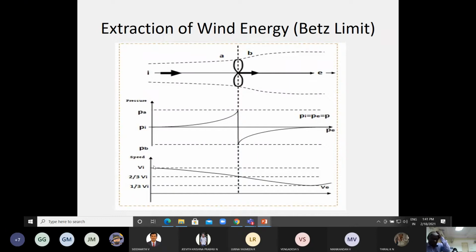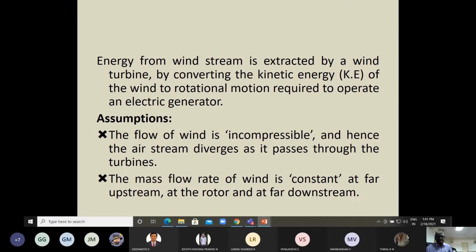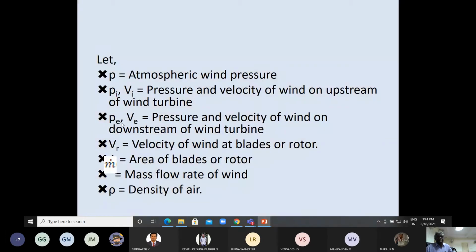With this we are going to do the derivation, making assumptions and notations. P is the atmospheric wind pressure. P suffix I and V suffix I are the pressure and velocity of wind upstream of the wind turbine, and P suffix E and V suffix E are the pressure and velocity of wind downstream of the wind turbine. V suffix R is the velocity of the wind at the blade or rotor, A is the area of the blade or rotor, M dot is the mass flow rate of wind, and the density of the air is rho.